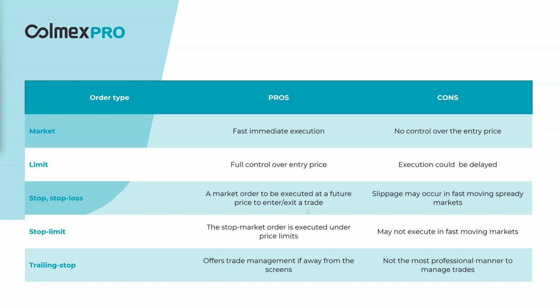And then we have a trailing stop. This offers trade management for traders if they are going to be away from the screens. However, as they are away from the screens, they may not be able to assess the price action, and so a trailing stop can be safer. The downside to this is that it's not the most professional manner to manage trades. As mentioned before, it's better when you're at the screens, you can assess the price action and be better tuned to the market in order to adjust your stop losses.